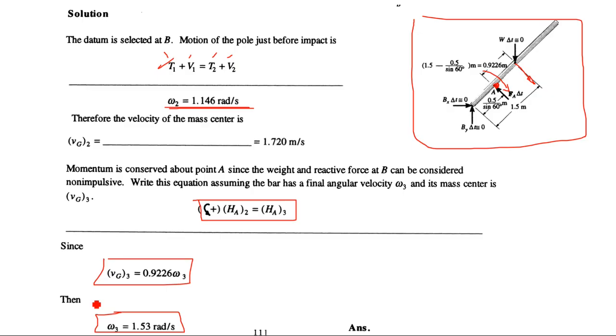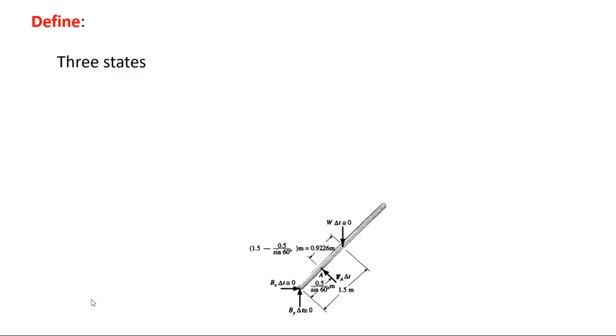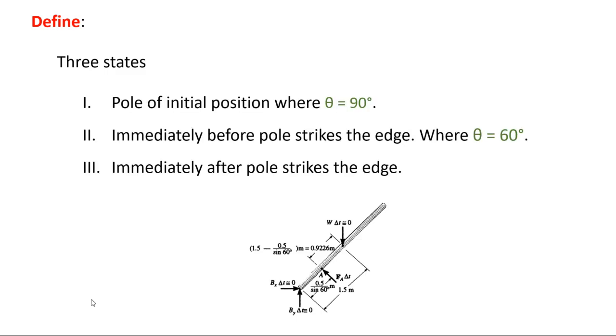First, we need to define the three different states of the bar. The first one is the initial position of the pole, where theta is equal to 90 degrees. Then it starts to rotate around point B from state 1 to state 2. State 2 is immediately just before the pole strikes the edge, where theta becomes 60 degrees. The third state is immediately after the pole strikes the edge at point A, so it starts to rotate around point A.